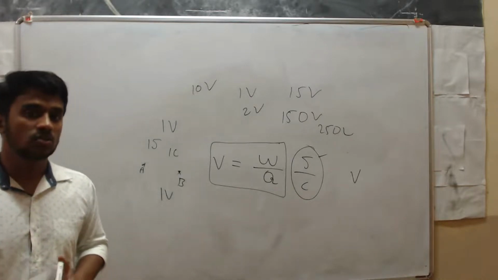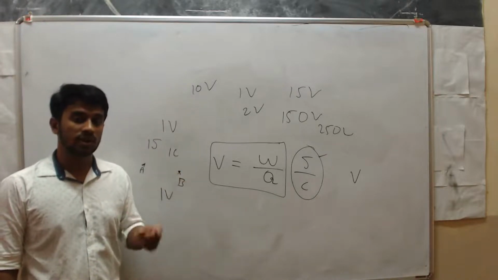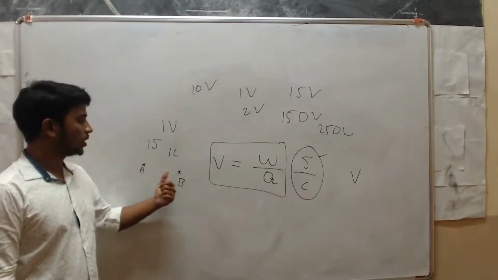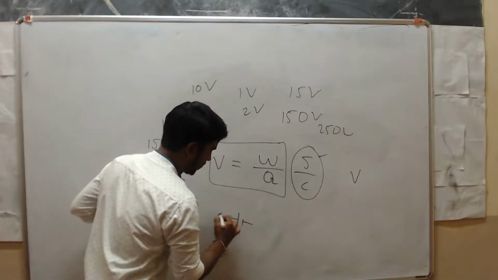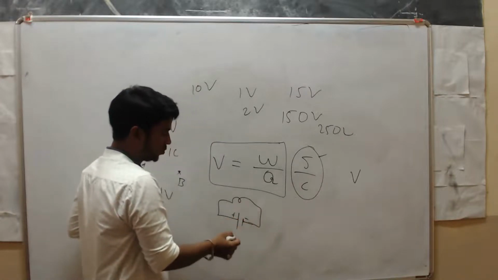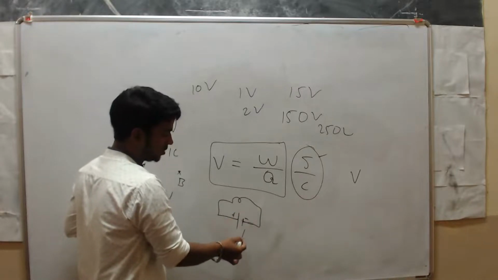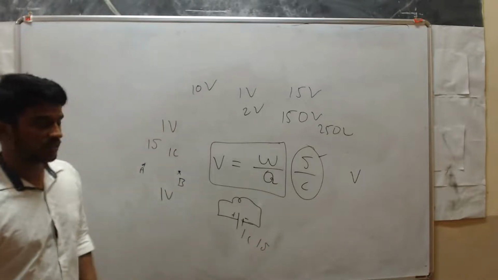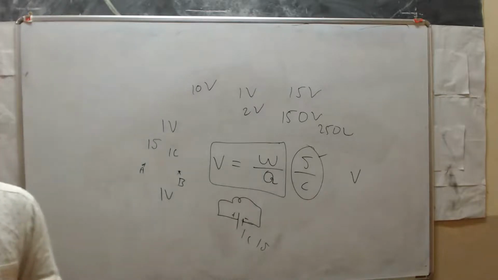What is the meaning of 1 volt? In an electric circuit, 1 joule of work is done to move 1 coulomb of charge from one point to another point. Here positive and negative. If you move 1 coulomb of charge from negative to positive and you do 1 joule of work, then we can say that it is 1 volt. So this is the meaning of 1 volt.